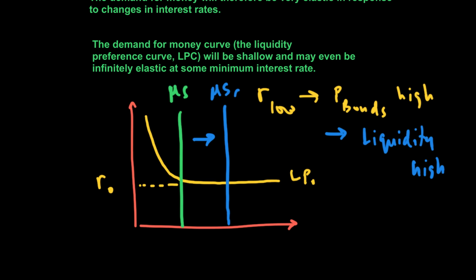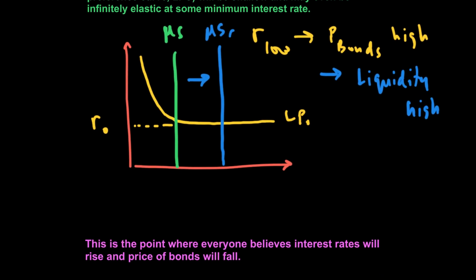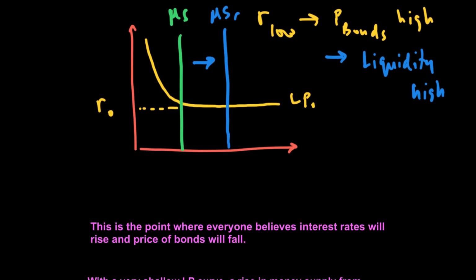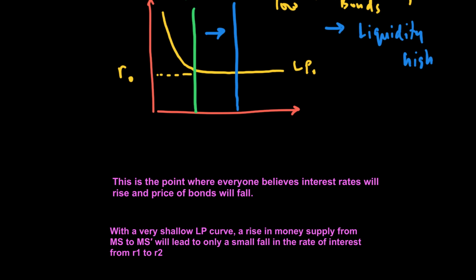So this is the point where people believe that interest rates will only rise and the price of bonds will only fall. And if the price of bonds will only fall, the market for bonds, or the market for any goods, may not happen, because people's strong belief that prices will fall in the future will dictate them to hold money rather than buy goods and services. So you can see this with a very shallow, very elastic kind of demand curve.